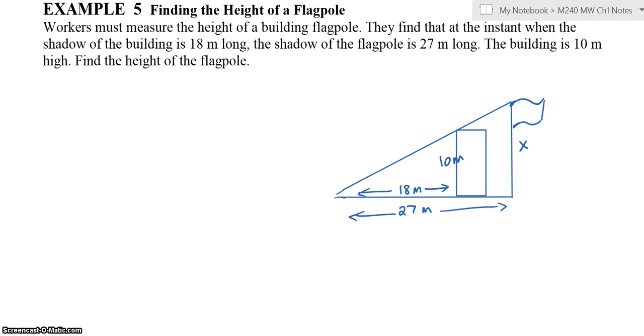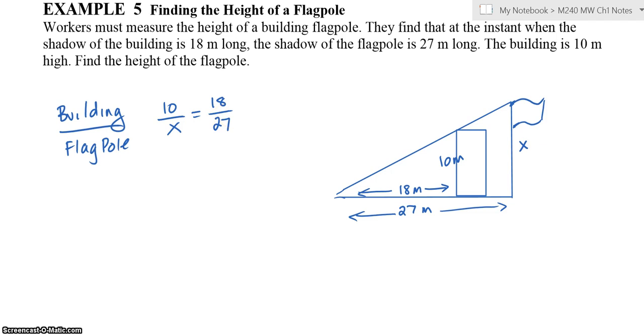So we can come up with many proportions, but let's start with building, right? Building to flagpole. Okay, so if I do that, let's talk about the building, the heights. So the building is 10 and the flagpole is x. The shadows, the building is 18 and the shadow is 27. And we get ourselves a proportion.